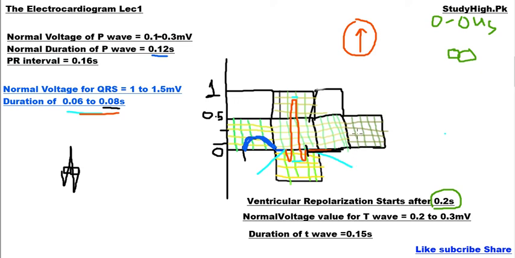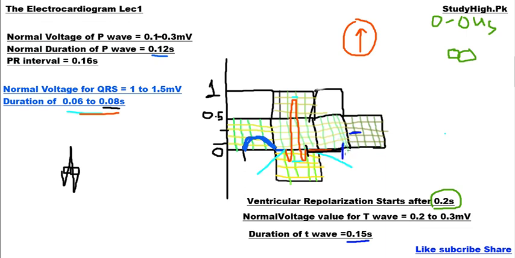After covering 2 small boxes we will reach 0.2, and this is 0.3, and the T wave's maximum potential will be between 0.2 to 0.3 millivolt here. This is the maximum or average potential covered by the T wave. What is the duration of the T wave? It is approximately 0.15 second. Now you have to draw the T wave. You start from here, and it should only cover 0.15 second.